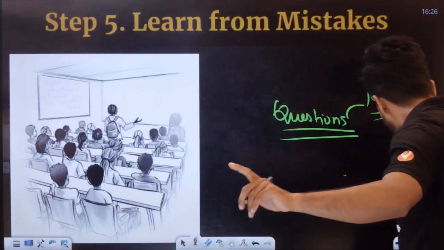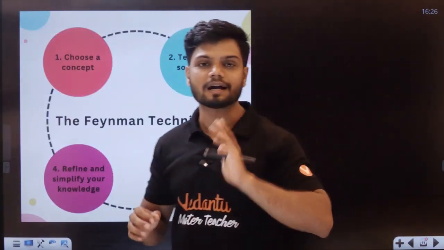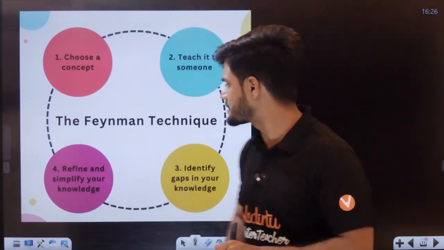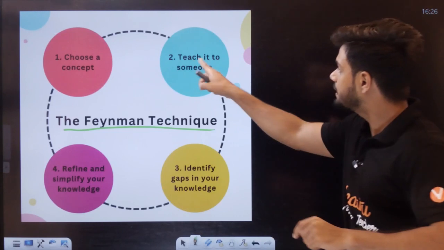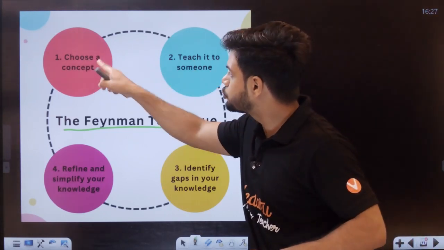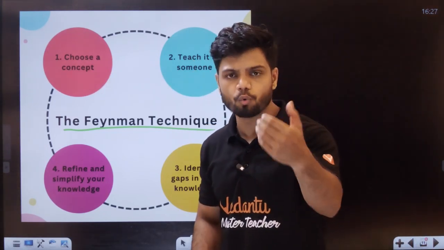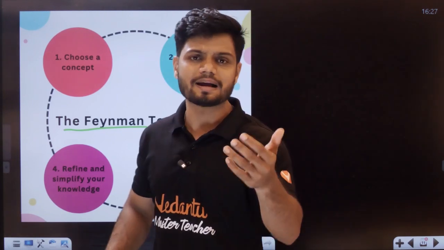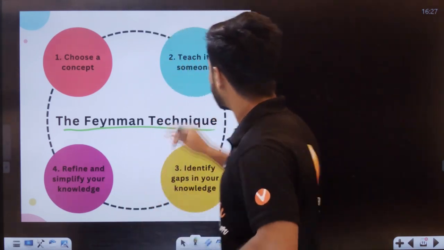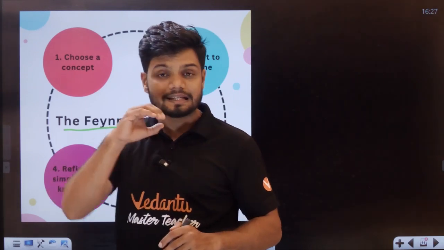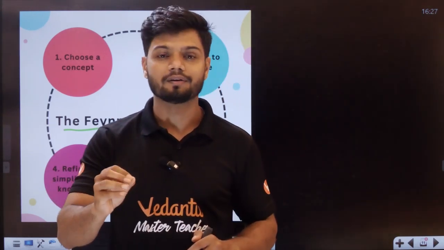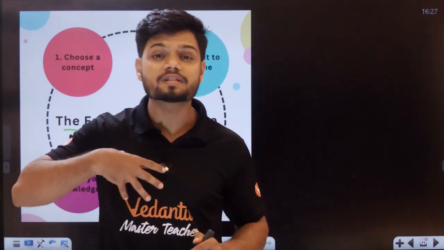Now, students, here is the scientific method which I told you about in the starting. The scientific method is called the Feynman technique. What do you mean by that? Step 1, choose a concept. Let's say you want to explain cell division, mitosis or meiosis. Step number 2, teach it to someone. What do you mean by that? You can teach it to someone or rather teach it to yourself.